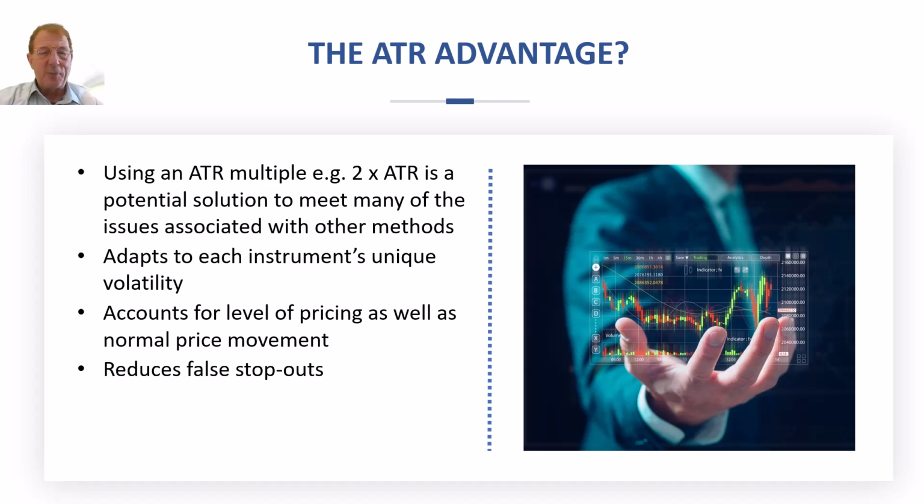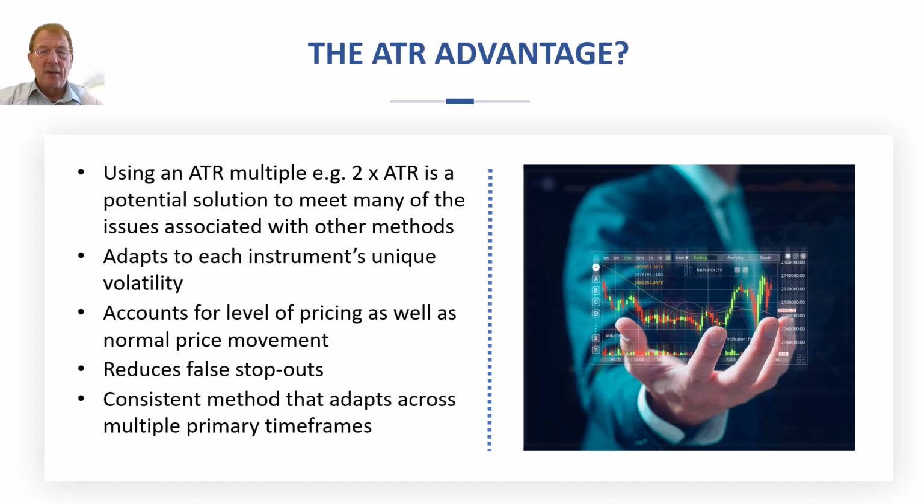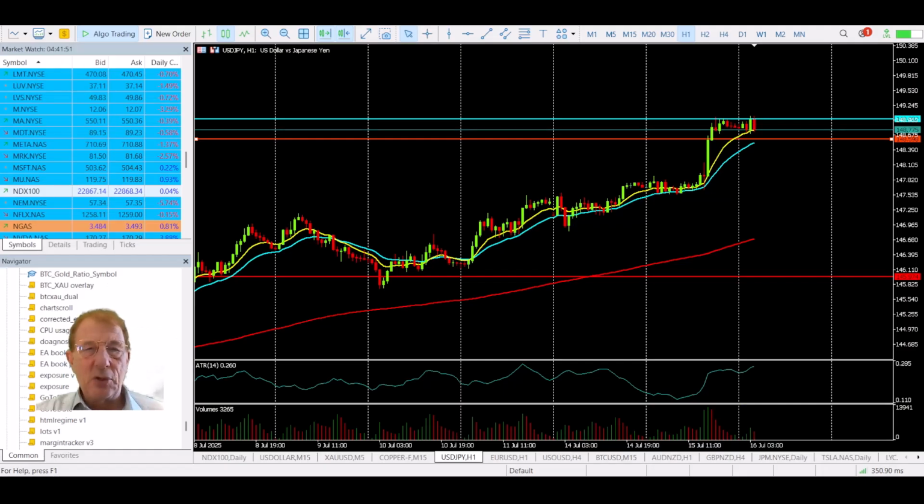This reduces false stop outs and hopefully enables you to develop a consistent method that adapts across multiple primary timeframes that you use for your entry. So let's have a look at a chart. We're going to look at the US yen.